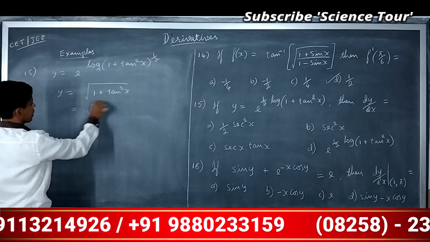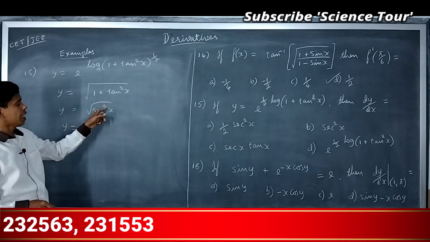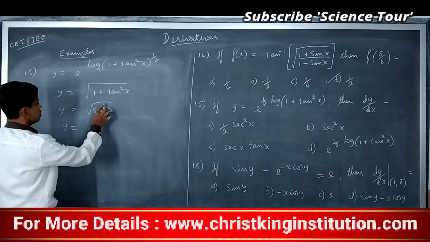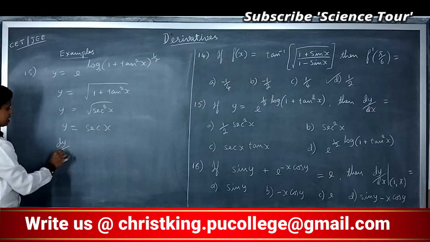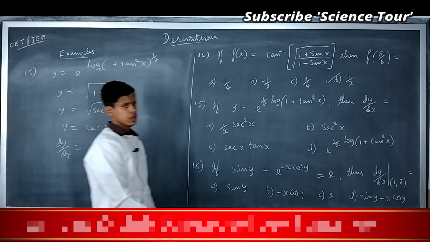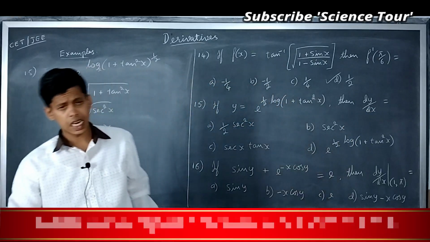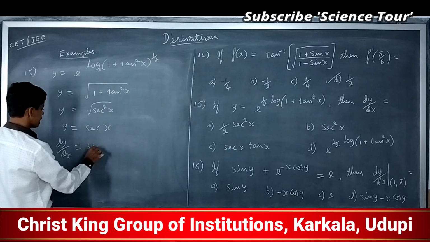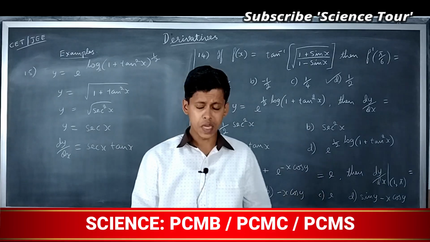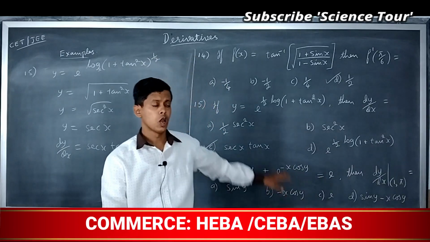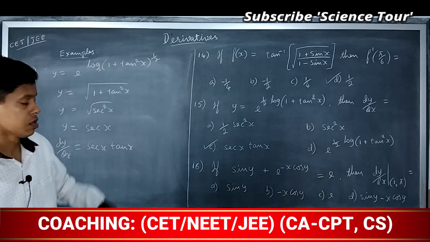And what is 1 plus tan square? Secant square, and that is y. So root and square will cancel out, and you will have only secant x. So that is about y. Now you need dy by dx, right? So you have to find the derivative of y with respect to x. So differentiate secant x. What is the derivative of secant x? Secant x into tan x, which is option C. So option C is the answer. 15th question was very easy if you know the logarithmic formulas and the exponential formulas. Well, let's move to the question number 16.